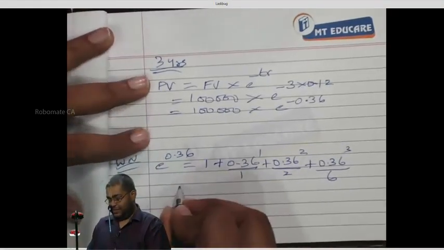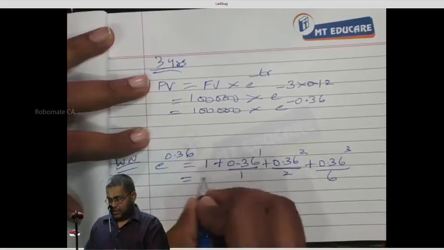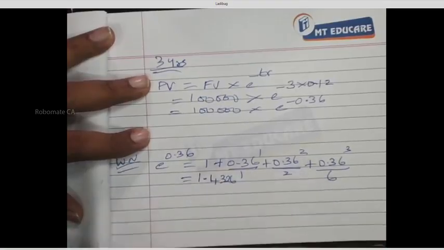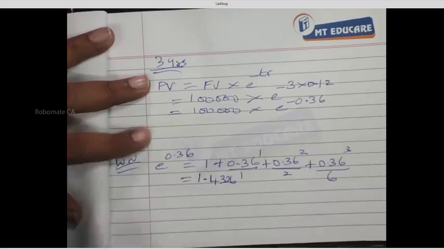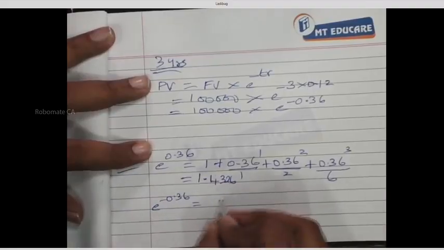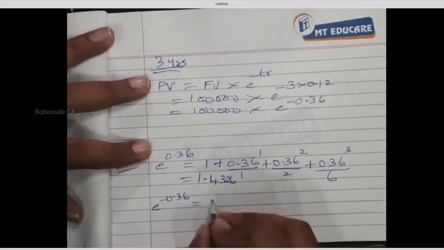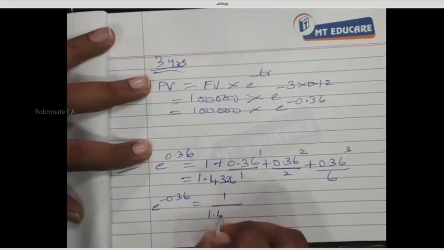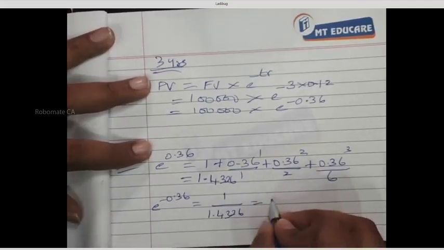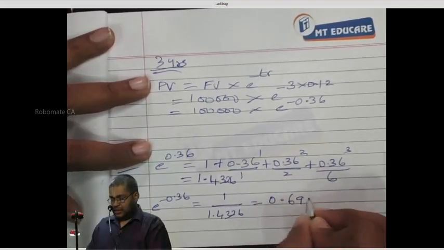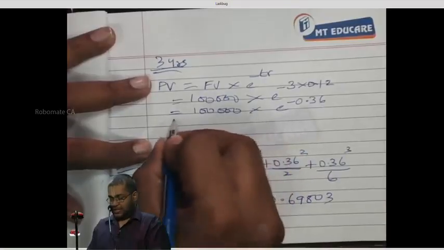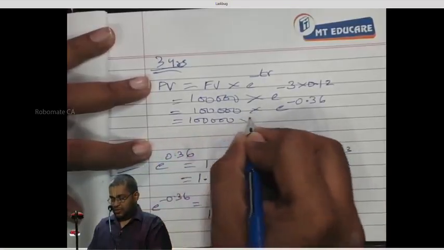Tell me what is the number here? 1.4326. I want e power minus 0.36, do it along with me, which is equal to 1 by 1.4326. Tell me the number. 0.69803.